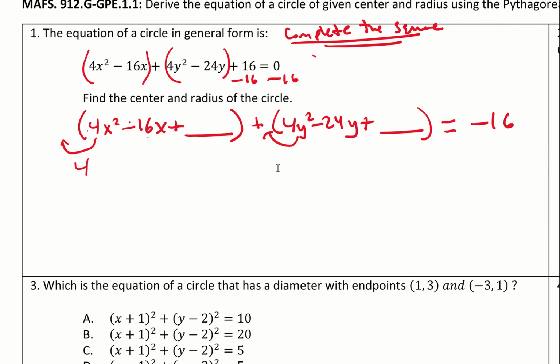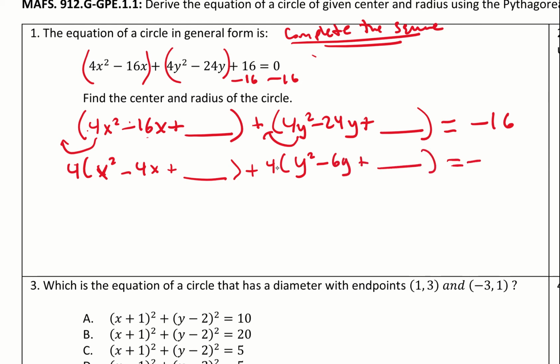Okay, so if we pull the 4 out, we get 4 times x squared. And then remember, if I pull 4 from 16, that's going to be a 4, because 4 times 4 is 16. Plus, and then blank. And then we're going to do the same thing here. 4 times y squared. If I pull 4 from a 24, then it's really 24 divided by 4, which is 6. And then blank equals negative 16.